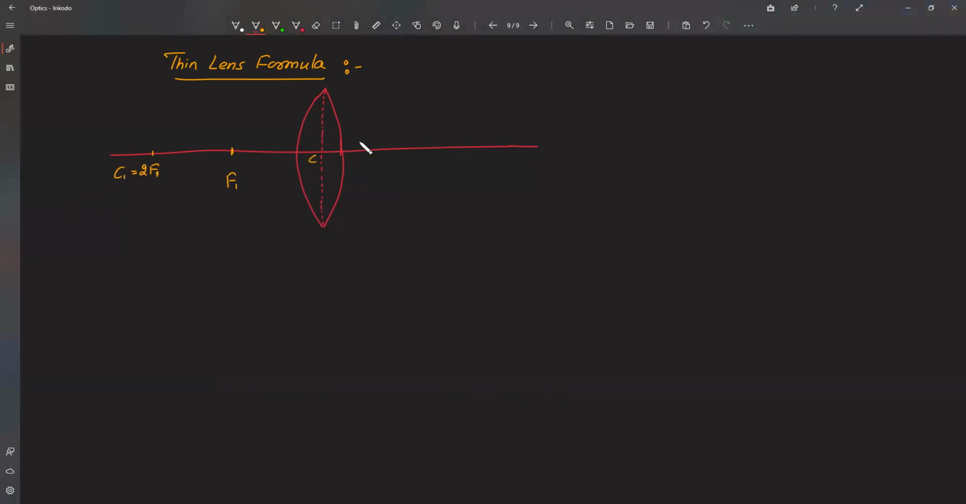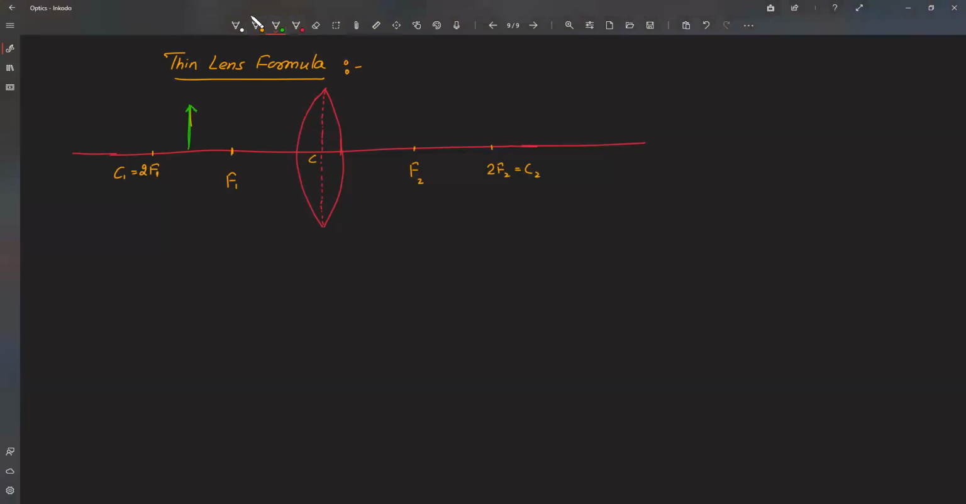Let's say this is the center of the lens C, and what else? You will have a focus on this side as well. Let's say this is f2, and similarly you have 2f2 here, which is nothing but c2, or center of curvature on the second side. Now suppose the object, in the most general case, is kept here, between focus and the center of curvature.